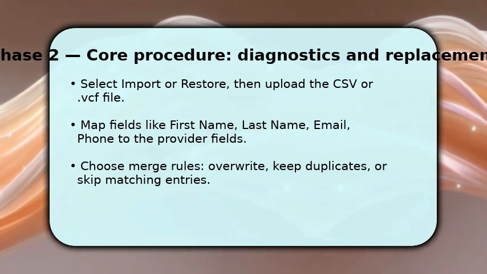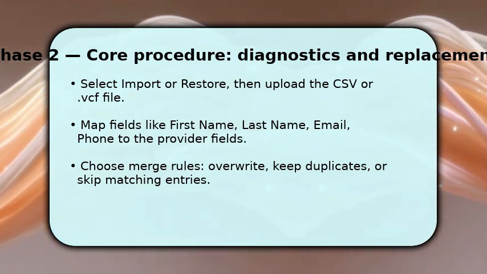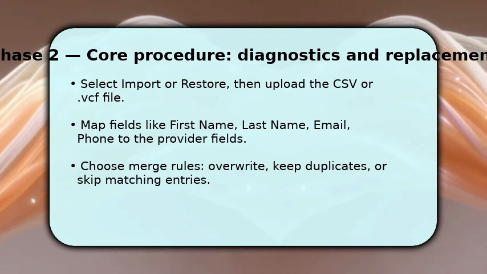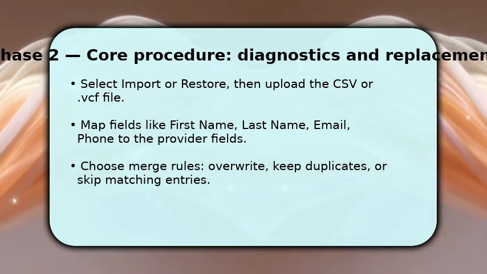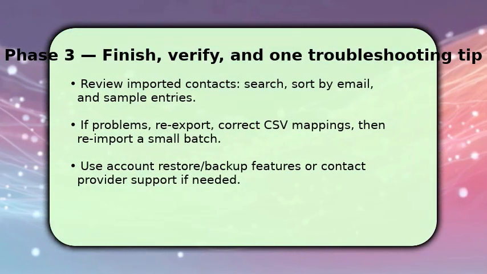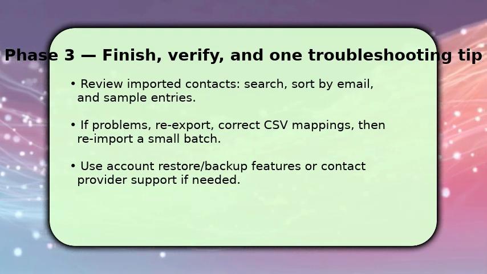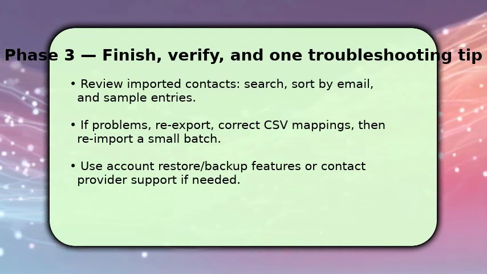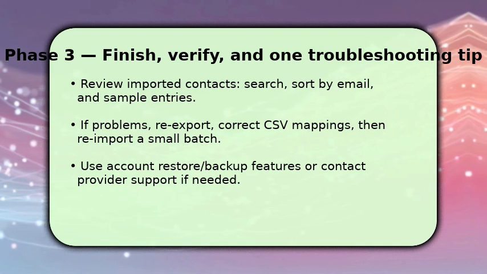Evaluate a small test import of 5-10 contacts first, because that confirms your mappings and merge rules before you commit to the full restore. After import, immediately verify by searching for key contacts and sampling different entries. Check emails, phone numbers, and notes to ensure accuracy.